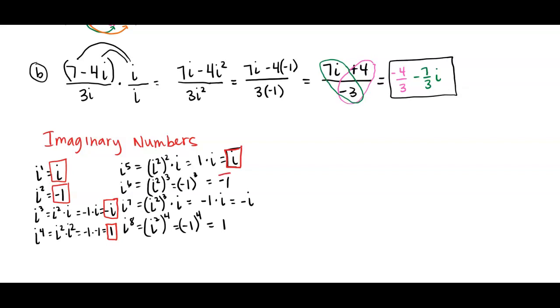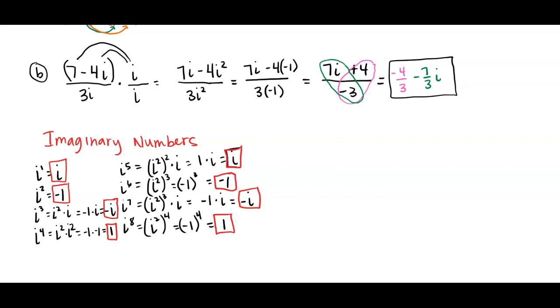Right? So hopefully you can see there's a pattern that's happening here. This is cyclical, meaning it's simplifying to i, then -1, then -i, then 1. And then the same thing happens over again: i, -1, -i, and 1. And so all of our i powers are going to simplify to one of these 4 things.